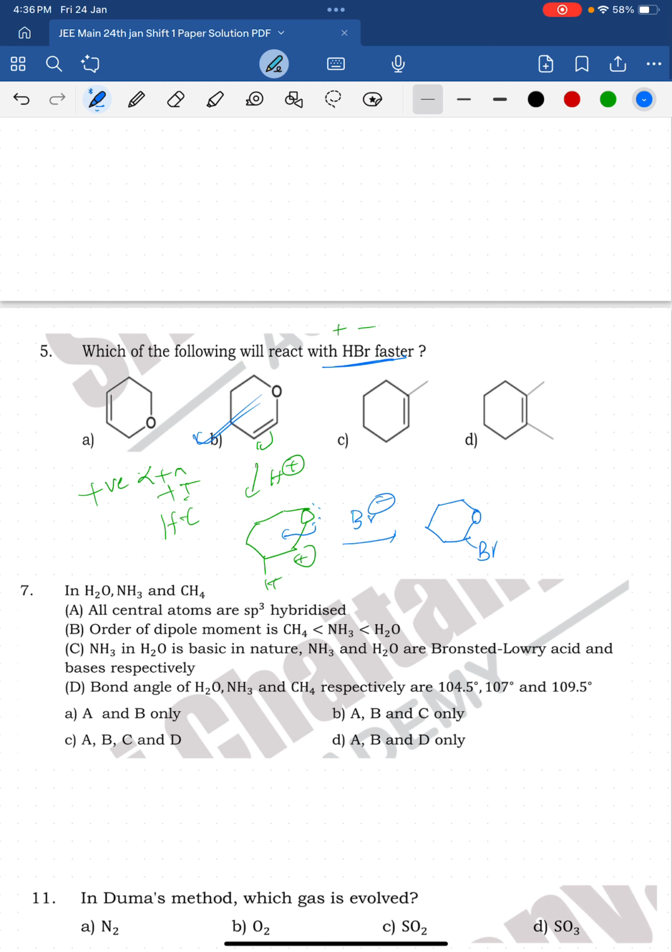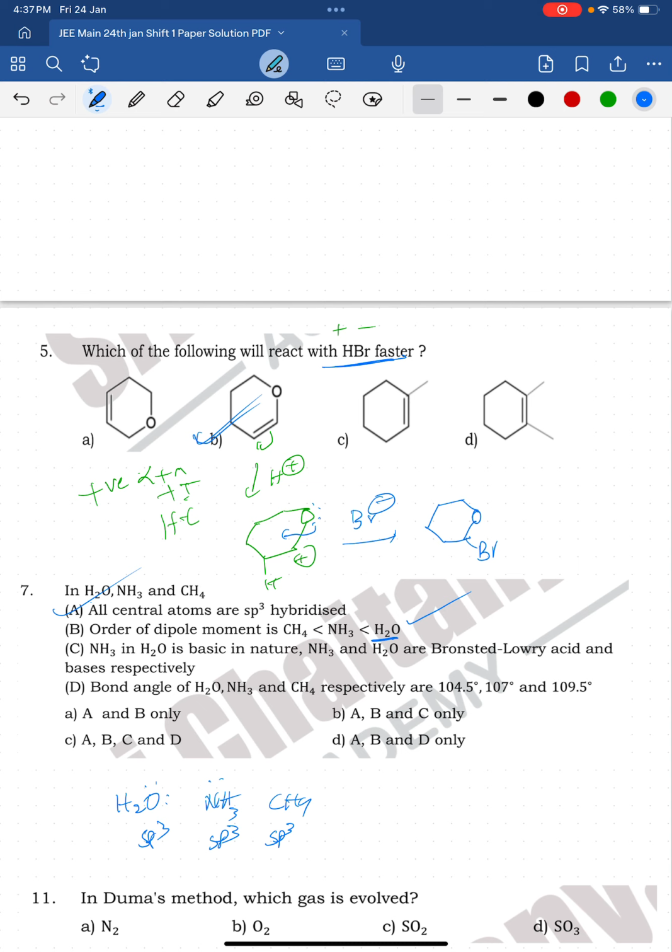Seventh one. In this case, H2O, ammonia and CH4: all central atoms are sp3 hybridized. H2O is sp3 and ammonia is sp3, but with 2 lone pairs and 1 lone pair, and CH4 has no lone pair, sp3. All these are sp3, so statement A is correct. The order of dipole moment is also correct: more polar, more dipole moment.